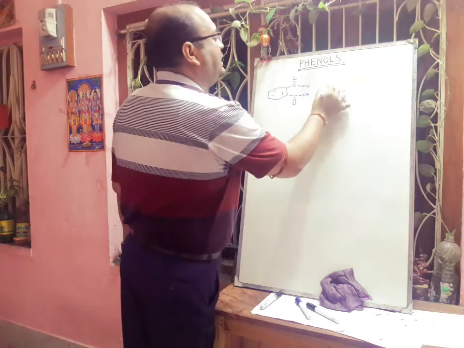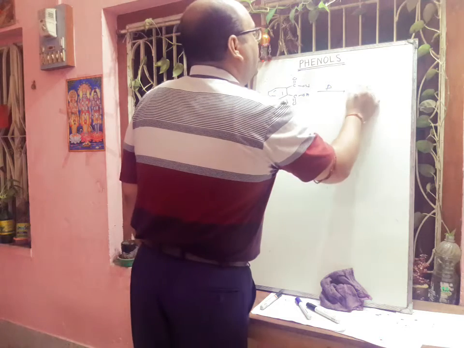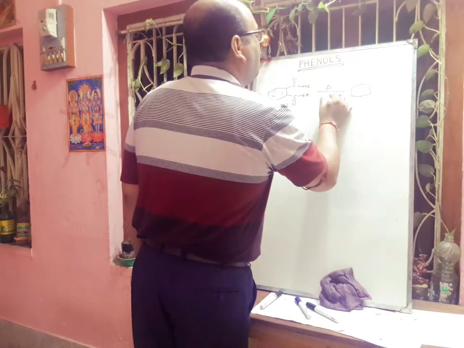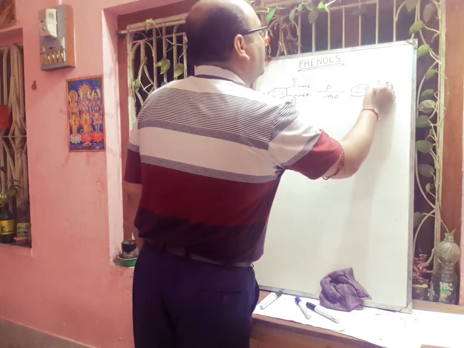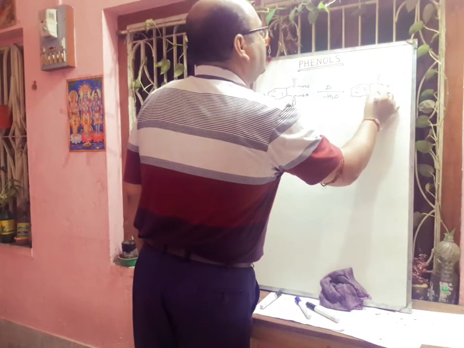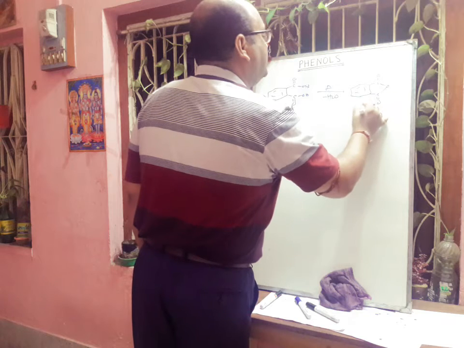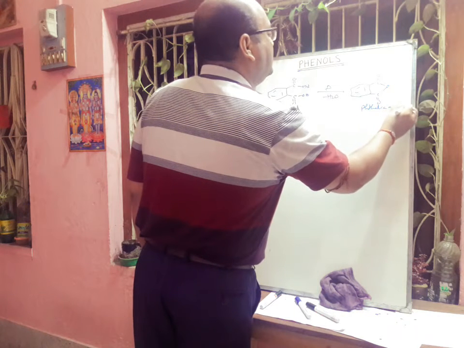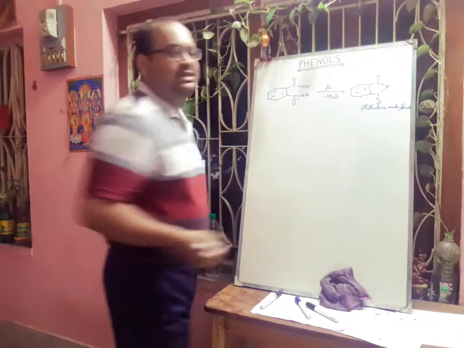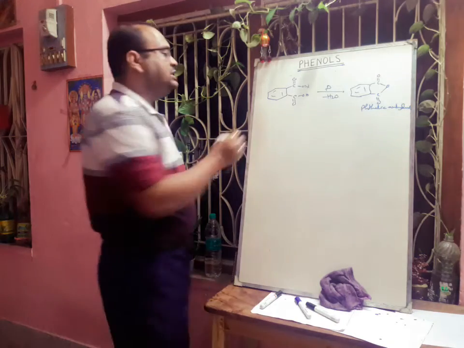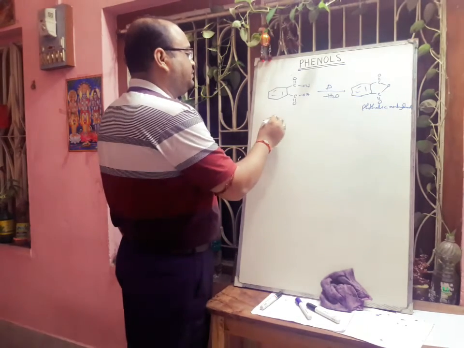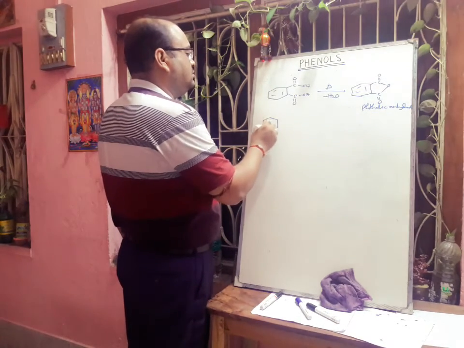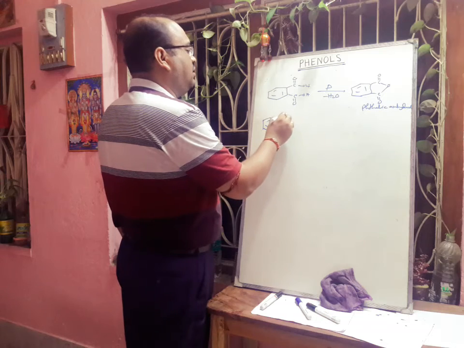If we apply heat, then there will be elimination of water and formation of one anhydride, that is called phthalic anhydride. So this anhydride structure, this is phthalic anhydride. Now this phthalic anhydride will react with phenol.